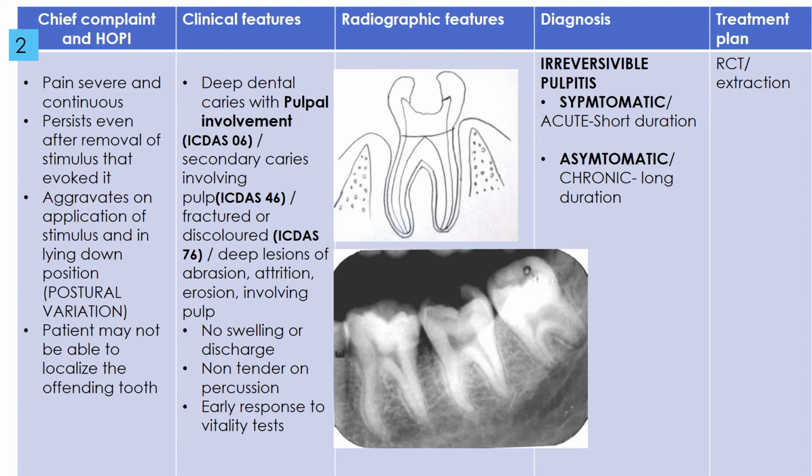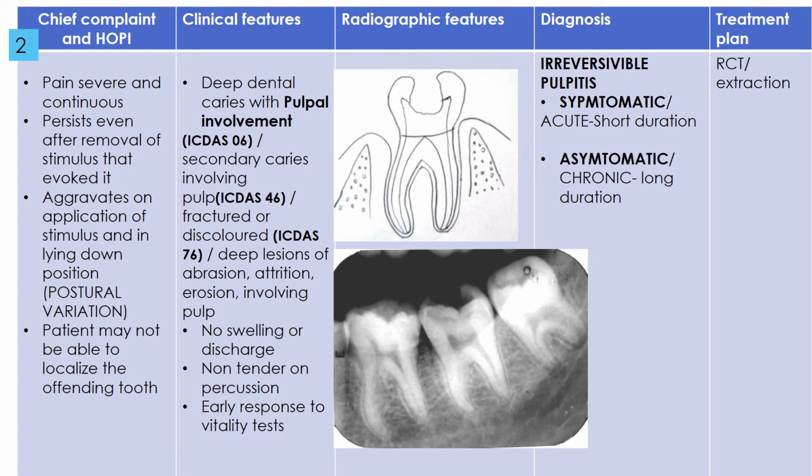Clinical features would be a tooth with deep pulpal involvement, generally ICDAS 6. You could even see secondary caries involving pulp, fractured or discolored teeth, deep lesions of abrasion, attrition, erosion involving the pulp. Clinically, there would be no swelling or discharge. The tooth is still non-tender to percussion, and early response to vitality tests would be seen. So on the radiograph, you would be able to see a very deep caries clearly involving the pulp, or in situations where there is a fracture, you would be able to see that the fracture line is involving the pulp.